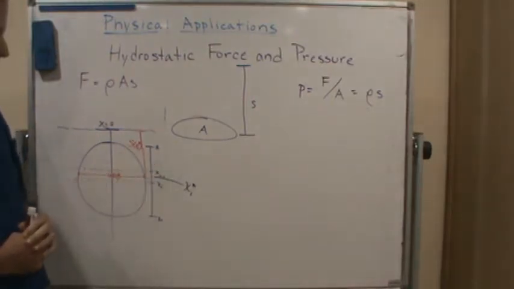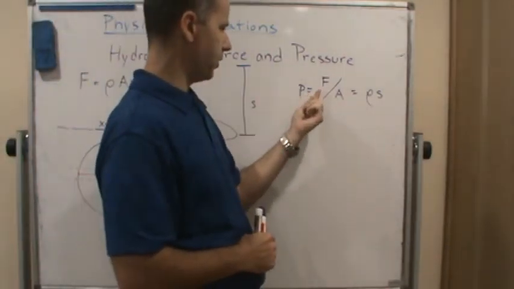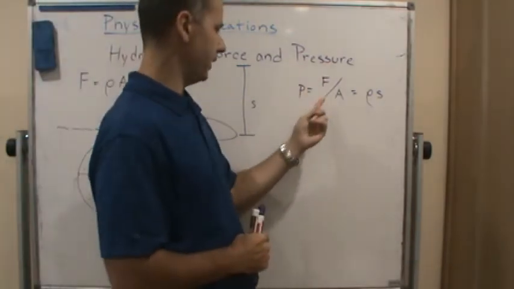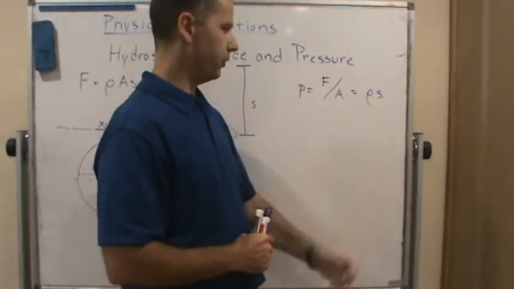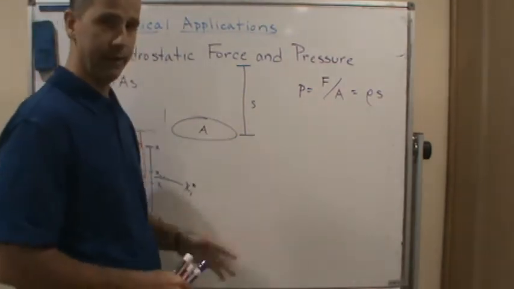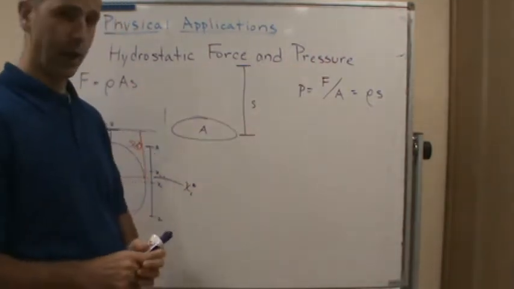plate here. Okay. Now the hydrostatic pressure is then just force per unit area. Okay, so force per unit area is pressure, and so that's where we get just rho s. Okay, because the areas divide out. So that's the difference between hydrostatic force and pressure.